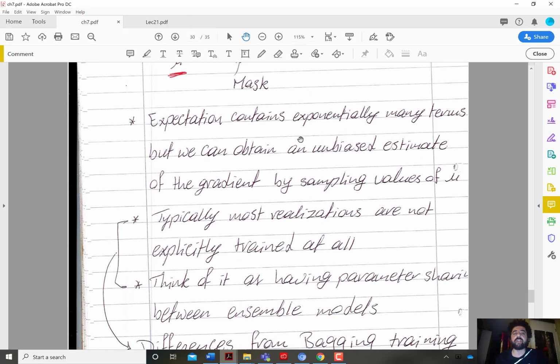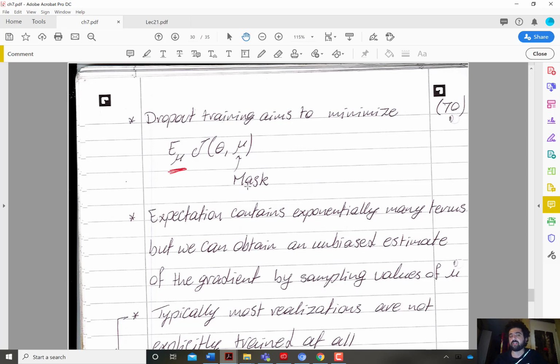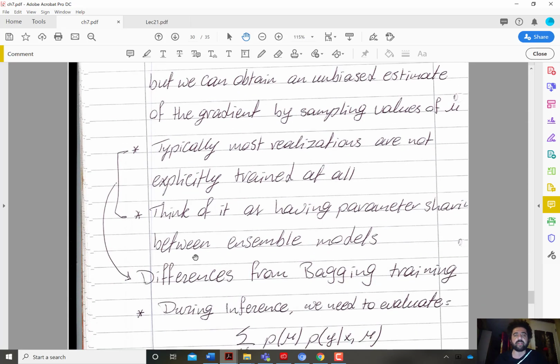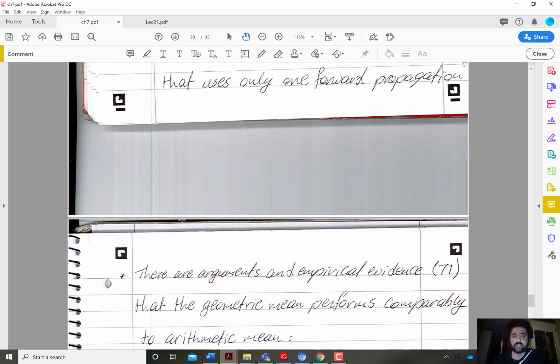So the expectation contains exponentially many terms, but the hope is to obtain an unbiased estimate of the gradient by sampling values of mu. Actually computing that expectation as a cost function is a very expensive thing to do, right? Because you want to take the expected value over all possible realizations. And dropout relies on a very interesting concept called the weight scaling inference rule, and we will discuss it in the video after the next.